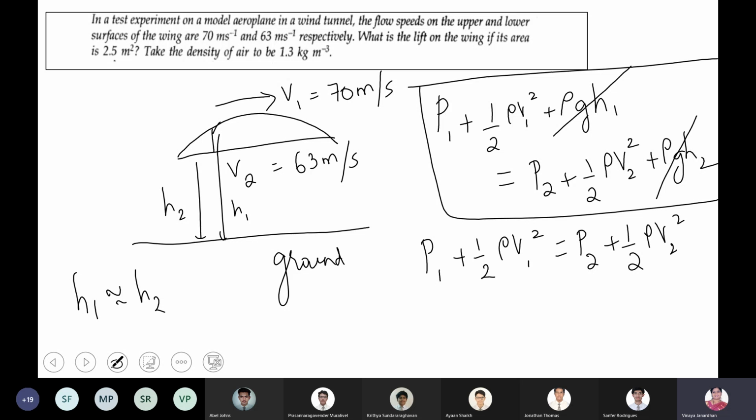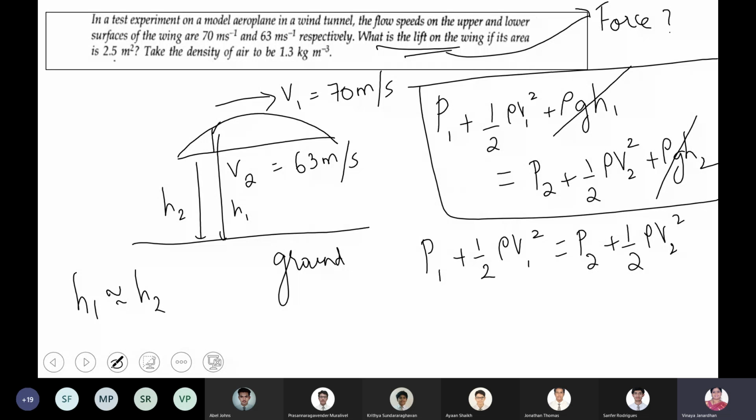Now, look at the question. What is the lift on the wing? Lift on the wing means what? Is that force or is it something else? When you're lifting the wing, there should be a net force. What does it ask? It means upward force. Only when you have an upward force, you will have a lift on the wing.